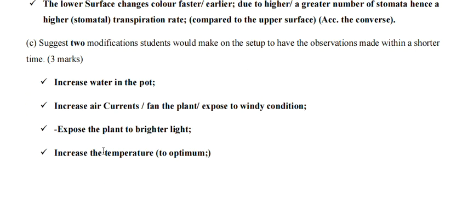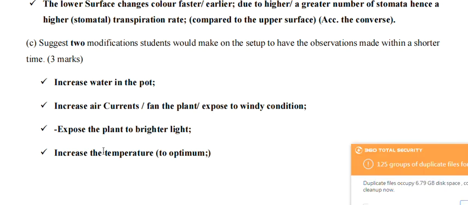Part C suggests two modifications students will make on the setup to have the observations made within a shorter time. And that is increasing water in the pot, increasing air currents, or fan the plant, or expose it to windy conditions, or expose it to brighter light, or increase temperature up to optimum. And basically, these are testing the students on the factors that can increase the rate of transpiration.